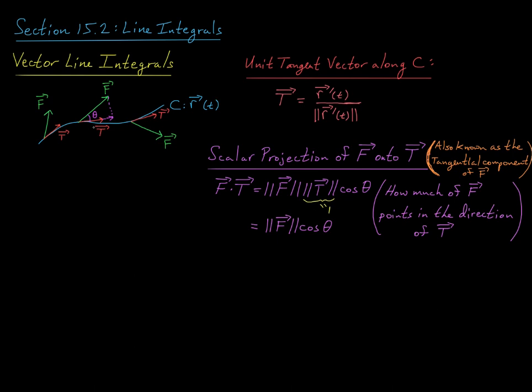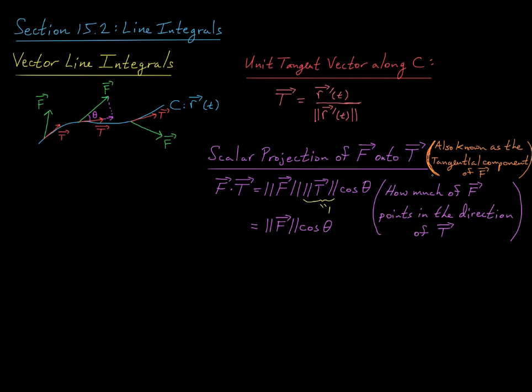You can see in this little triangle that what we really want is the length of this purple vector. So I want to take the length of the hypotenuse of this right triangle, which is the magnitude of F, and multiply it by the cosine of this angle. In other words, I want magnitude F times cosine theta. But since the unit tangent vector has length 1, this is equal to the product of the magnitudes times the cosine of the angle, and that's simply the dot product.